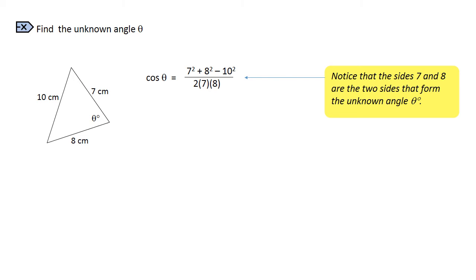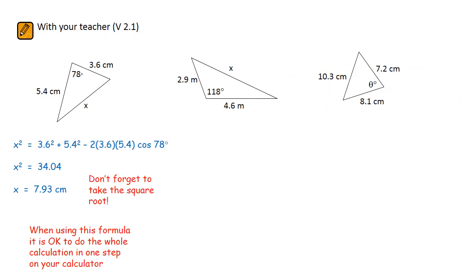Now the rest of that is just arithmetic, and you can do it on your calculator to come up with the answer. Let's try one of those for ourselves. We've got to find angle theta, so it's going to be 7.2 squared plus 8.1 squared. Those are the two sides around angle theta, the two sides that form angle theta, minus 10.3 squared. That's the side which is furthest away or opposite angle theta. I'll divide it by 2 times 7.2 times 8.1.